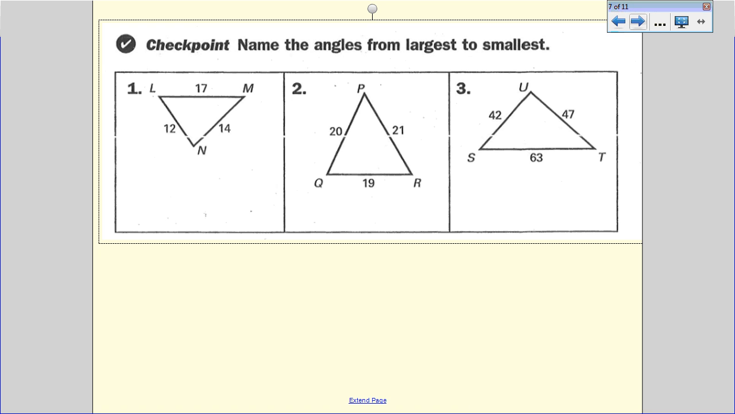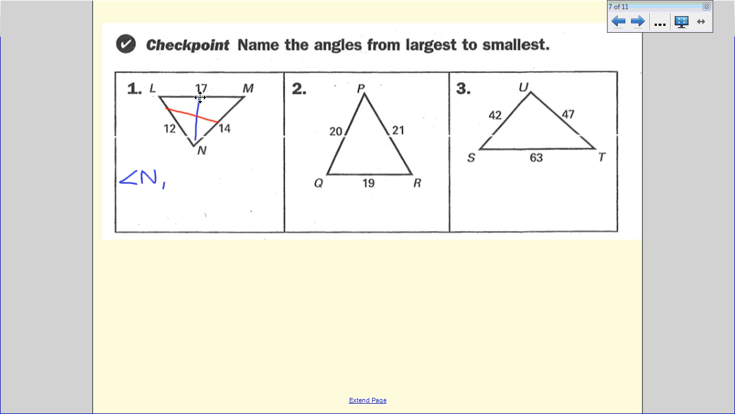Checkpoint says to name the angles from largest to smallest. So you start with your largest side, 17, and take it across to an angle. So angle N is your largest. Take your next longest side, 14, and go across to an angle. Don't connect it to a side, but connect it to an angle. So angle L. And then take the smallest side and connect it to your angle, angle M. So you need to finish, and we will check in class on Monday.